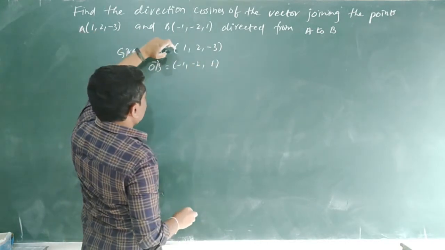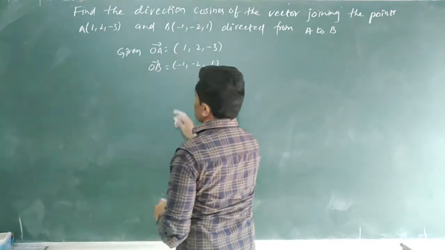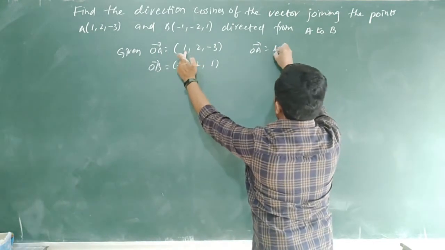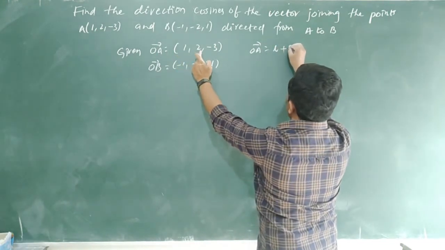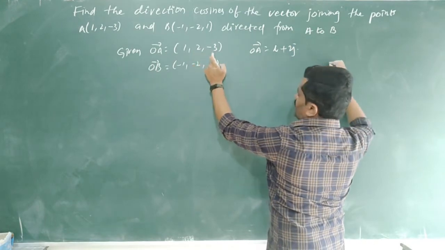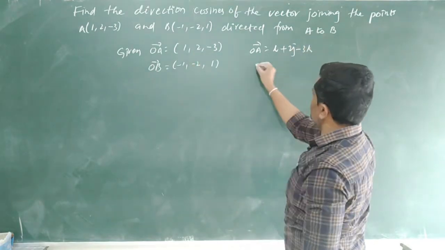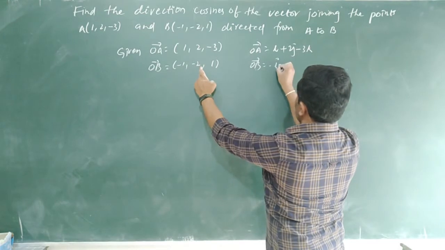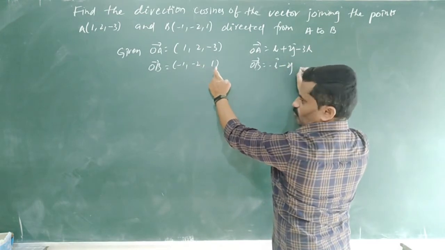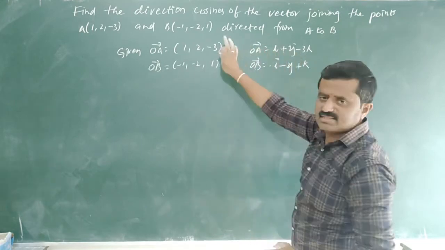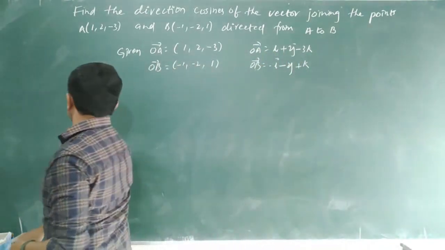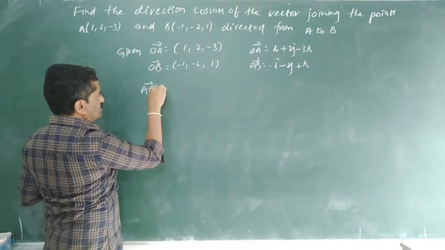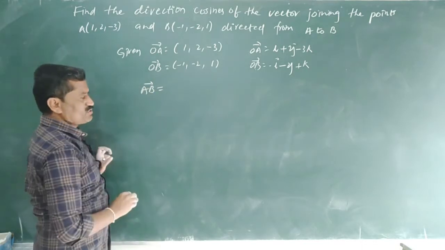Remember, this can be written in terms of vector or points. Or this can be written as OA bar is equal to 1 into i plus 2 into j, we have 2j, again minus 3 into k, we have minus 3k. Similarly OB bar is equal to minus 1 into i, minus 2 into j, 1 into k, we have k. One and all same. Okay, we will write in terms of points. Next, here we need to find AB bar. So therefore AB bar is equal to, expressing this in terms of its position vectors.